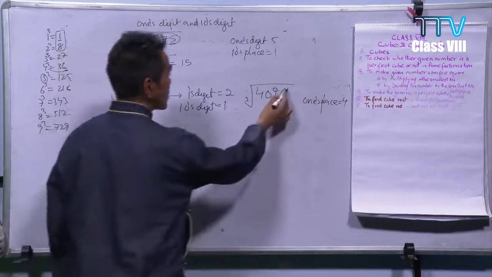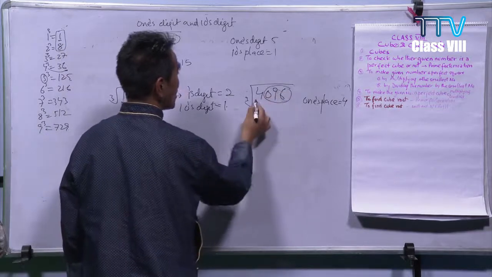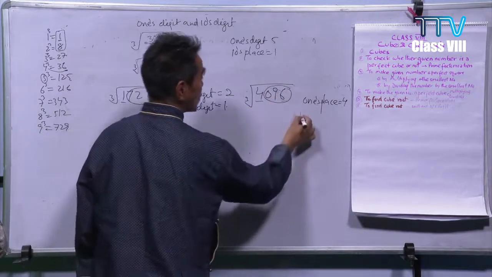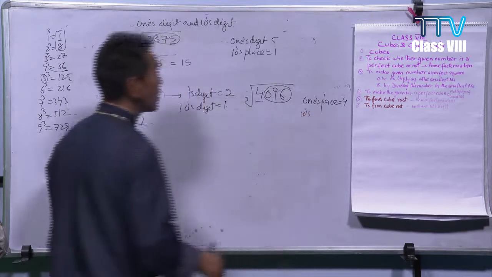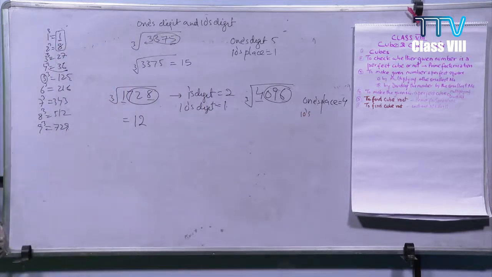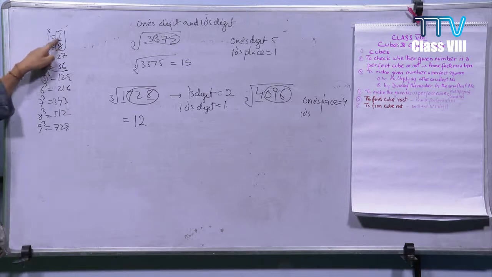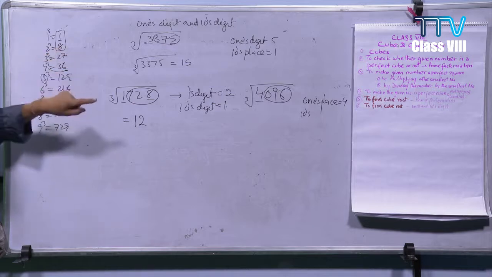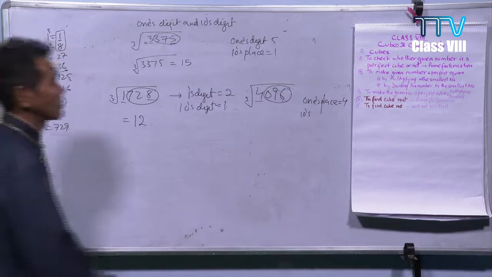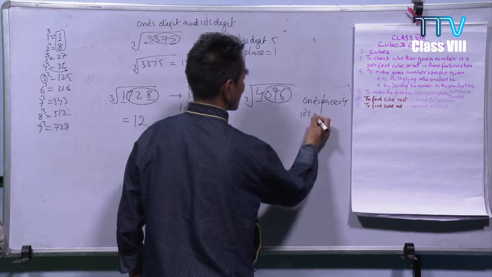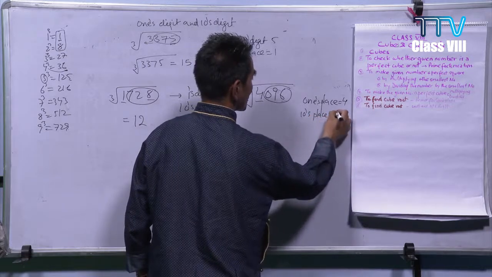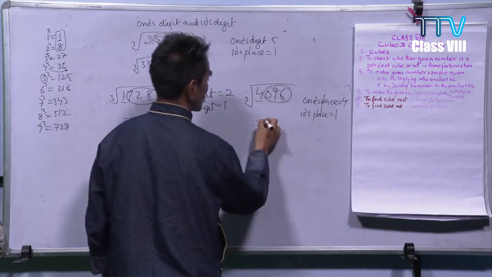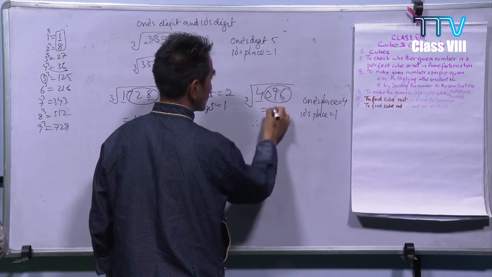The 10th place: 4096 lies between 1 cube, which is 1, and 2 cube, which is 8, so you take 1. Therefore, the cube root of this is equal to 14.